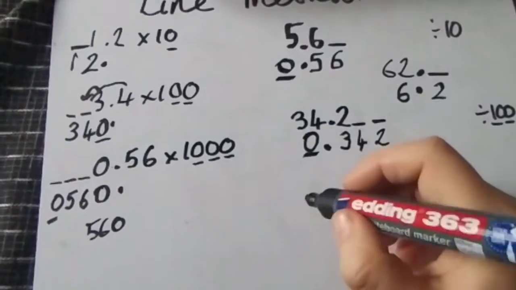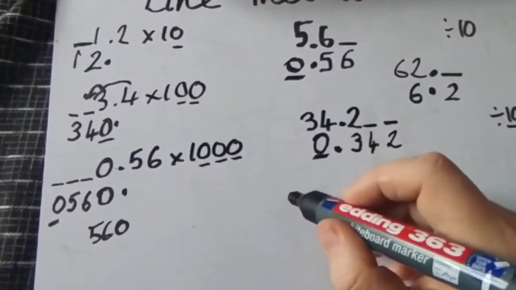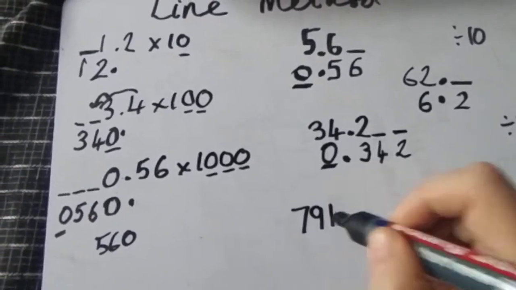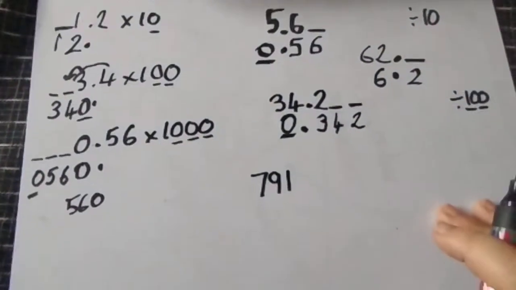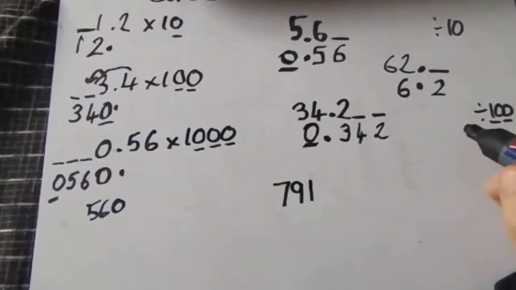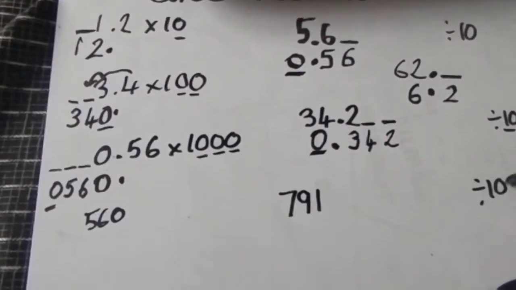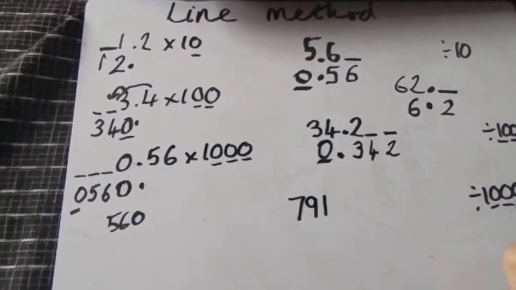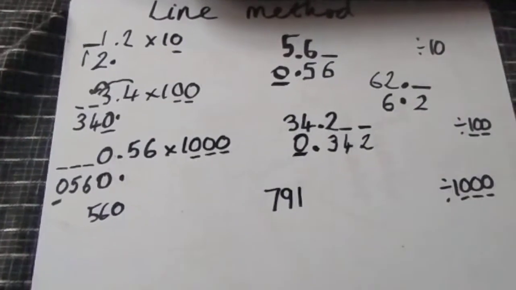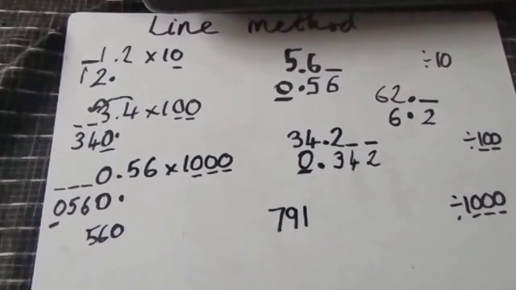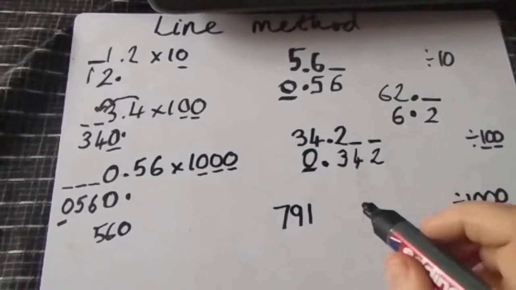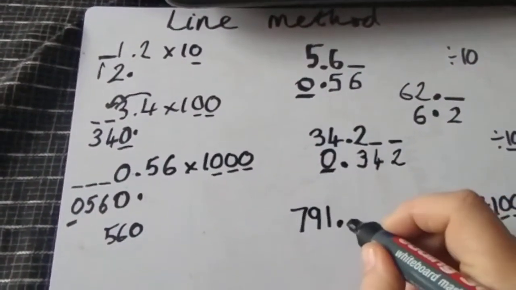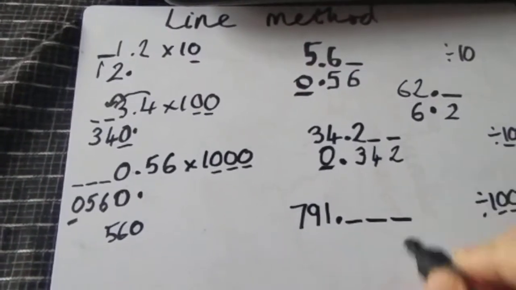And we'll finish it off with dividing by 1,000. Let's have 791. We'll do one that's a whole number again. So 791 dividing by 1,000. So if we divide by 1,000, we're moving everything 3 places, 3 zeros, 3 places to the right. Always to the right when you're dividing, it's getting smaller. Now, again, this is a whole number, so I'm going to have to put my decimal point in before I do my lines. 1, 2, 3 lines.